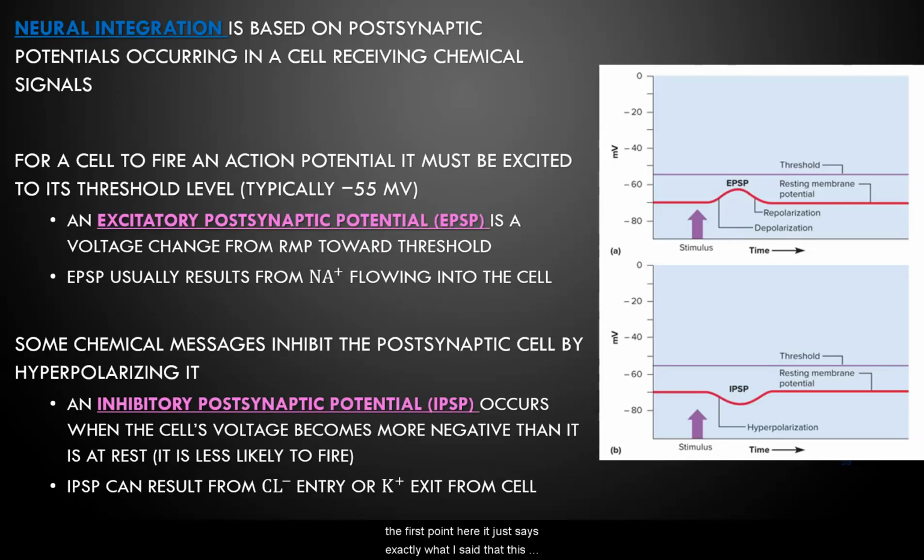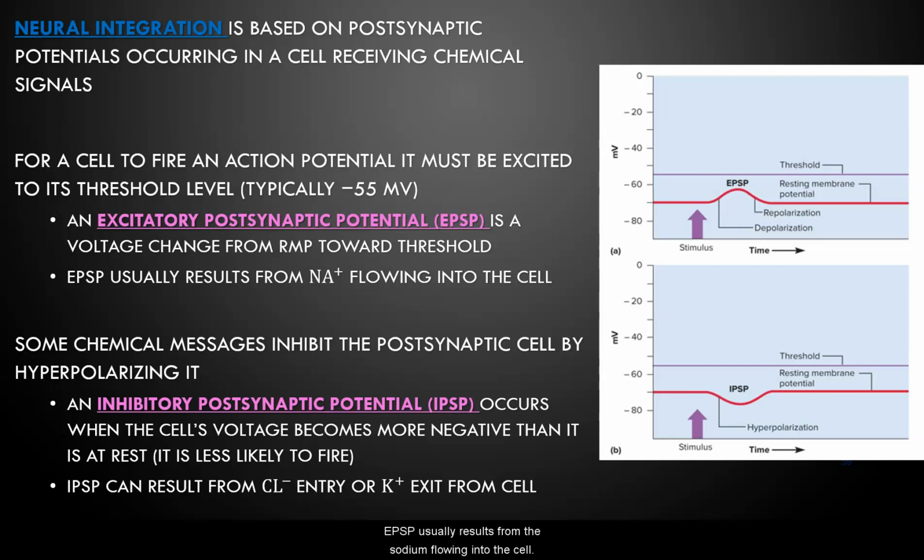So once again, it's the first point here. It says exactly what I said, that this integration is based on the postsynaptic potentials occurring in a cell receiving chemical signals. So for a cell to fire an action potential, we know it has to be excited to its threshold level, typically negative 55 millivolts. So an excitatory postsynaptic potential, or EPSP, is a voltage change from the resting membrane potential to threshold.